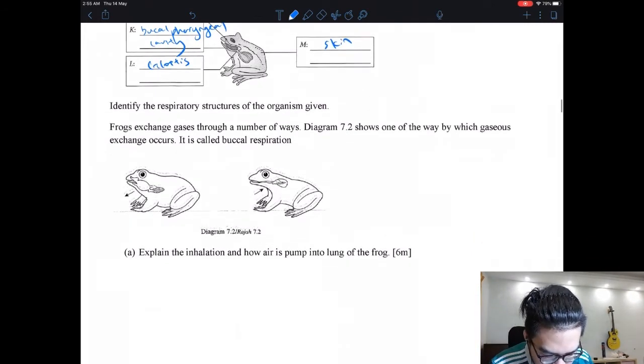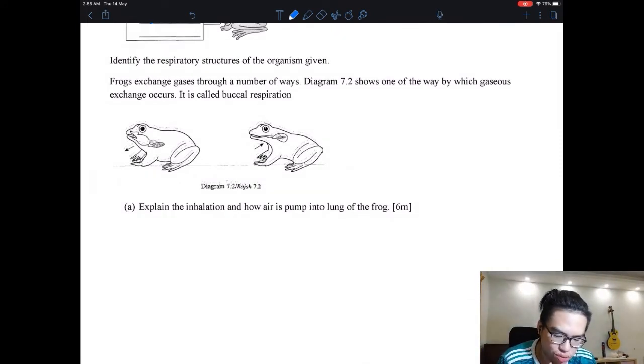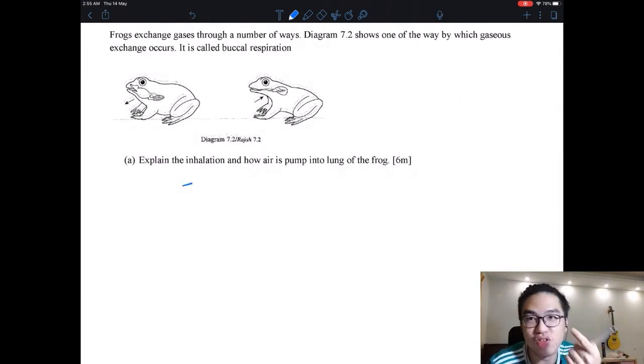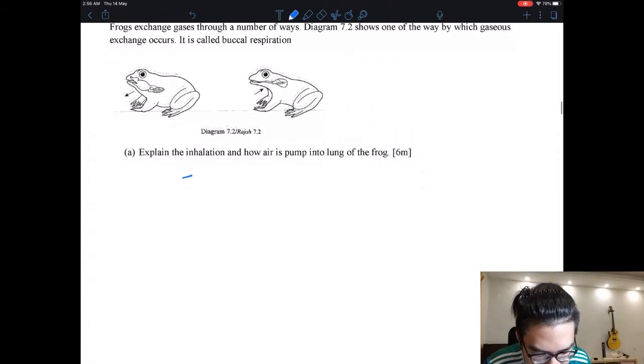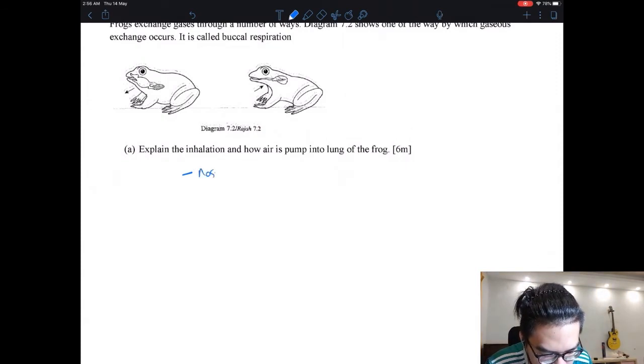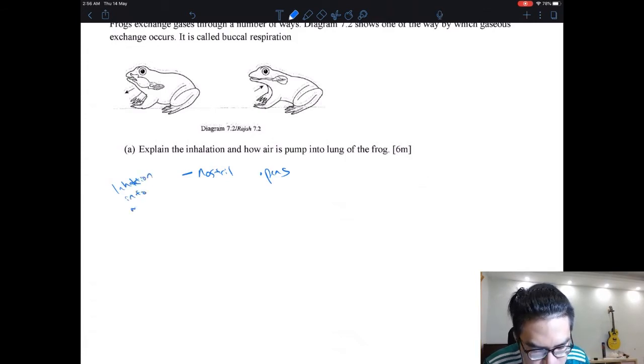Explain inhalation, how air is pumped into the lung. They want the whole thing. So 3 marks for each. We talk about the first step. First, suck air into the buccal-pharyngeal cavity. So nostril opens, this is inhalation into the mouth. Nostril opens, glottis closes, and the floor lowers.